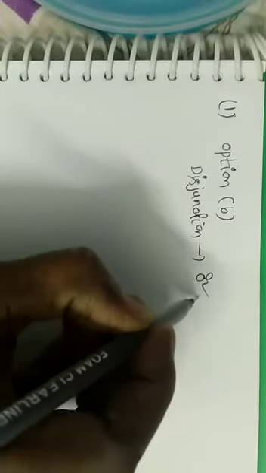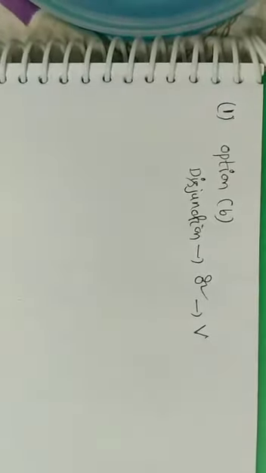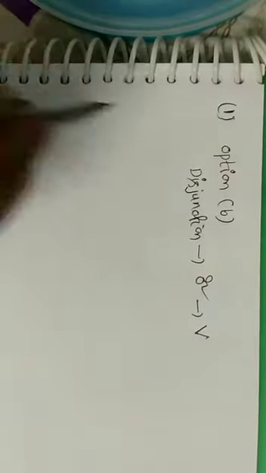So what about the first question? The first question, it is option B. Why? Because disjunction means the R symbol. Symbolically, this one is the R symbol. Okay, question number 2.